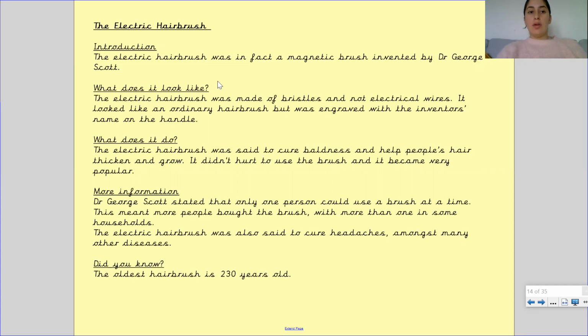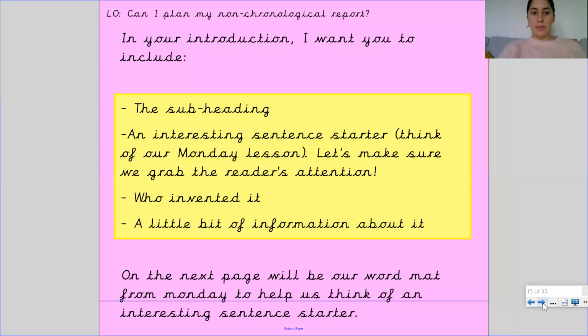We've learned a lot more about how to extend our sentences and make them sound more interesting and more complex throughout these past few lessons. So we're going to use everything that we've learned, but also get some ideas as to which information we can actually include in the introduction. So here they've spoken about what kind of brush it actually was and who it was invented by. That goes in the introduction.